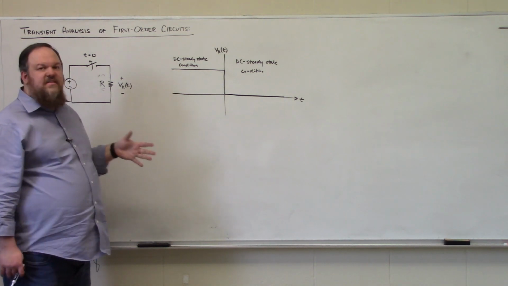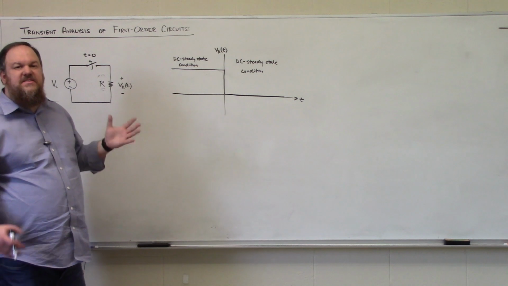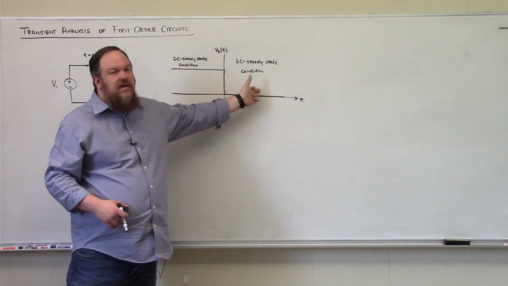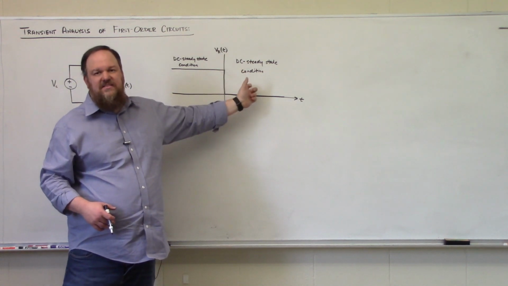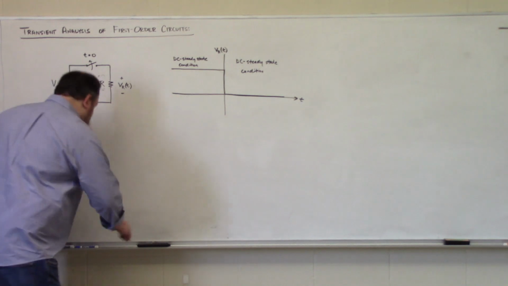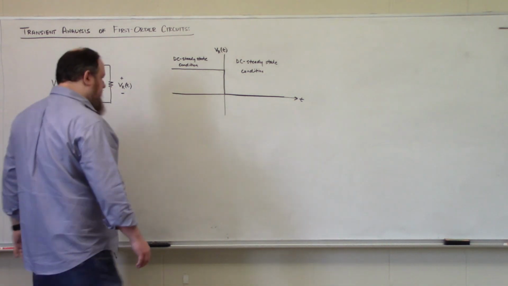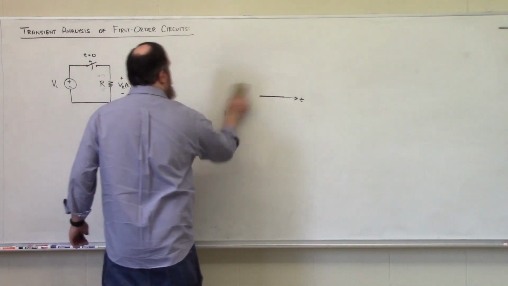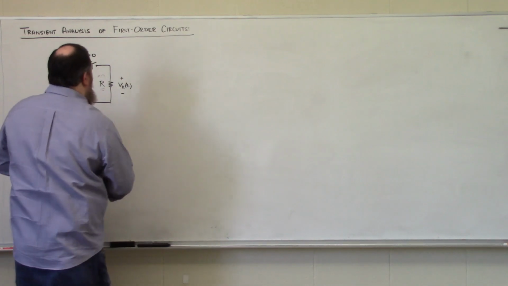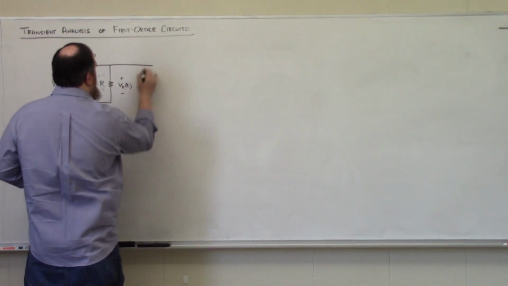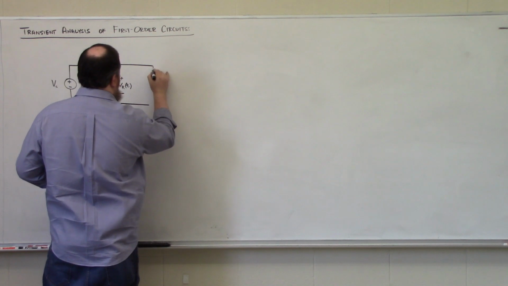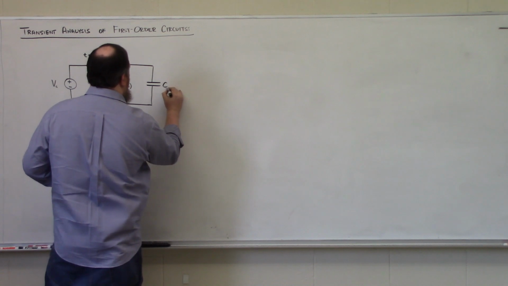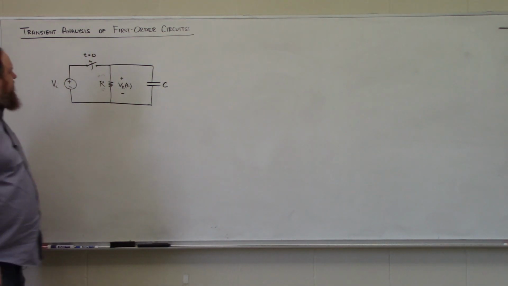So this circuit does not have any what are called transients because there is no transition time between DC steady states. We have DC steady state on the left-hand side of 0, we have DC steady state on the right-hand side of 0. But I can change this circuit slightly. Let's say that now I put some capacitor in parallel with my resistor.